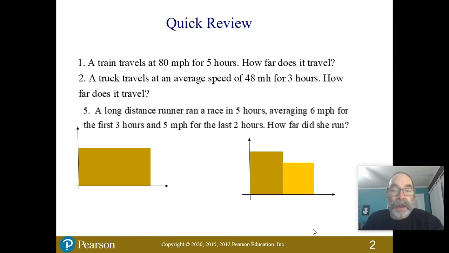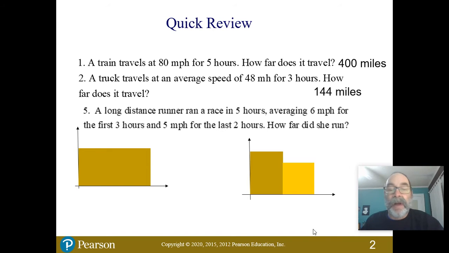Number one, a train travels at 80 miles an hour for 5 hours. How far does it travel? Well, distance equals rate times time, so my answer would be 400 miles. Right? Not too bad. We can do that. A truck travels an average speed of 48 miles per hour. I see a typo on there. For 3 hours, how far does it travel? 144 miles, or 48 times 3.